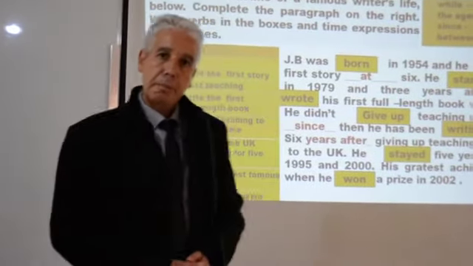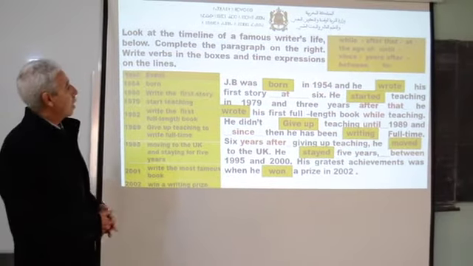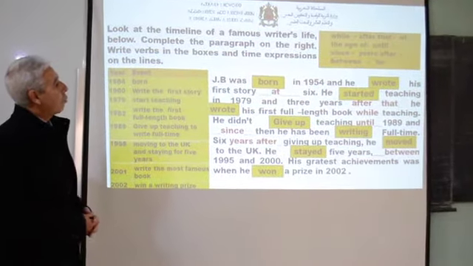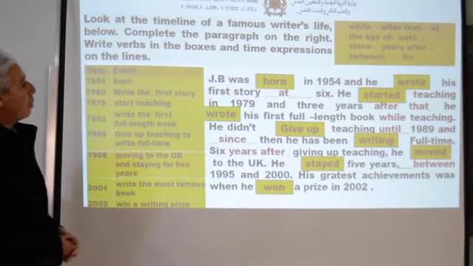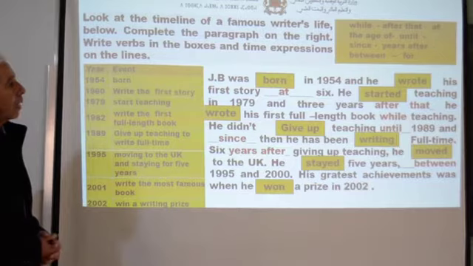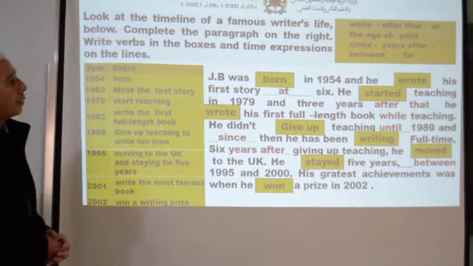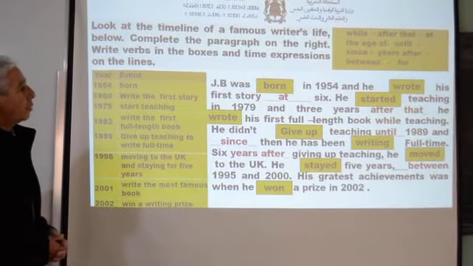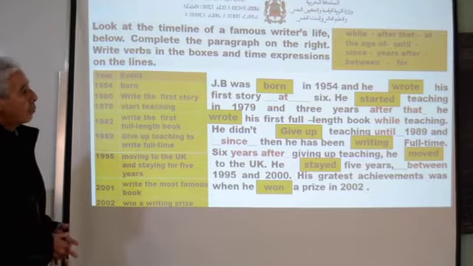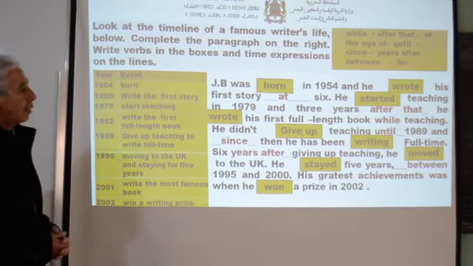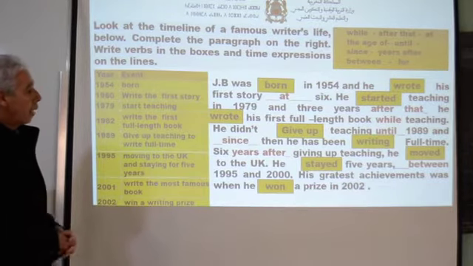Your paragraph should look like this. G. Brown was born in 1954 and he wrote his first book at 6. He started teaching in 1979 and 3 years after that he wrote his first full-length book while teaching. He didn't give up teaching until 1989 and since then he has been writing full-time.